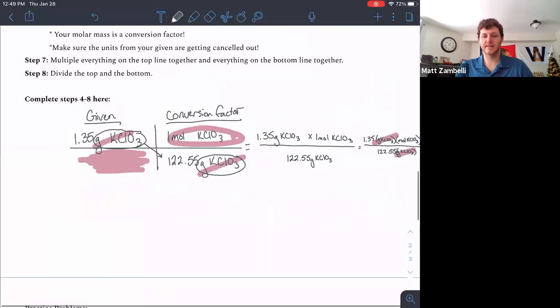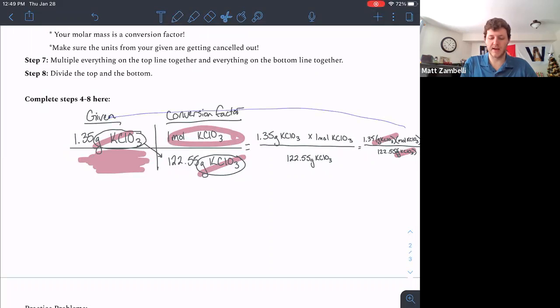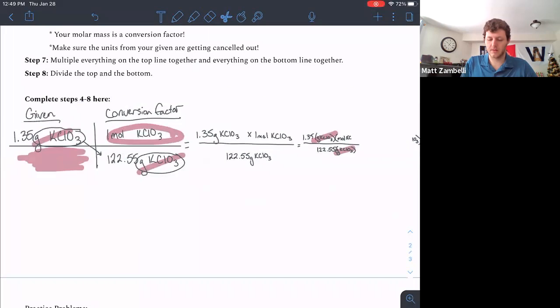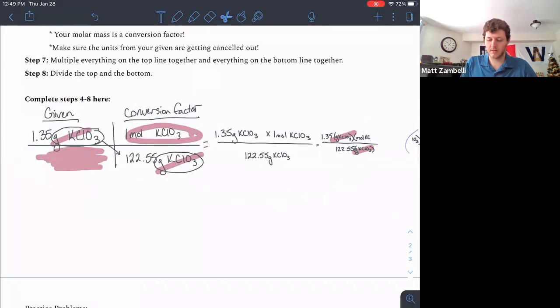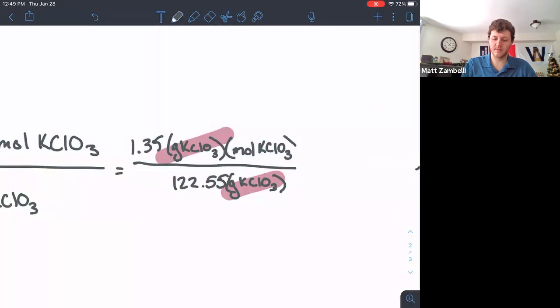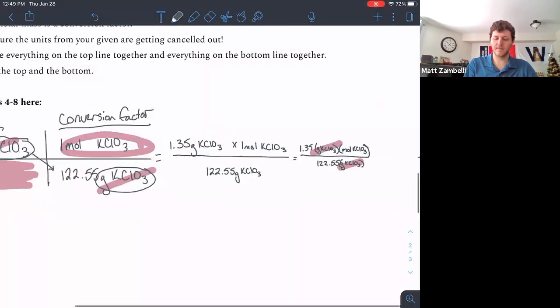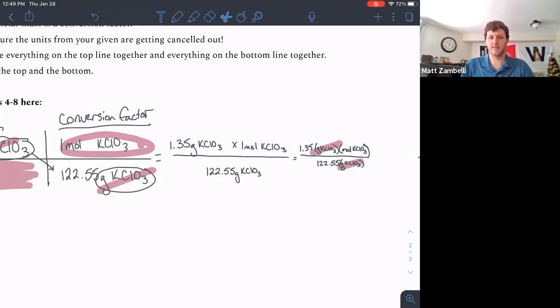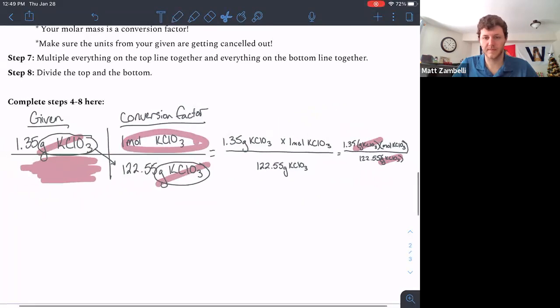Does that make sense? Anybody have any questions on that? I'm just going to slide this all over. Sorry, I started writing small. How do we feel on this?